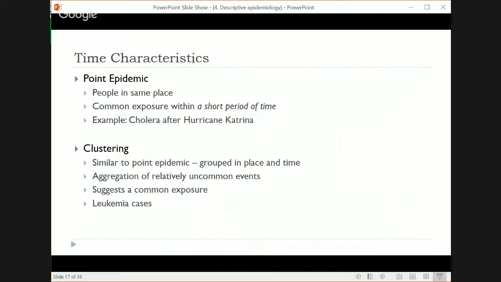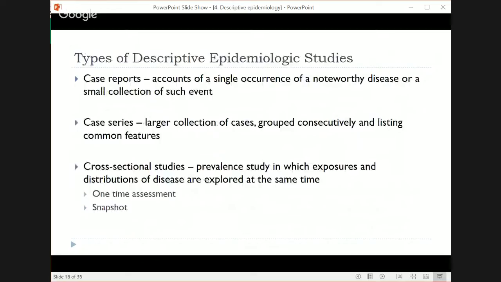This might suggest that there was some sort of environmental exposure within those 2 communities that was resulting in an increased number of leukemia cases. When we do descriptive epidemiology, there's 3 types of descriptive epidemiologic studies.